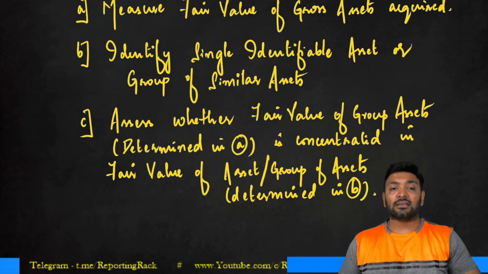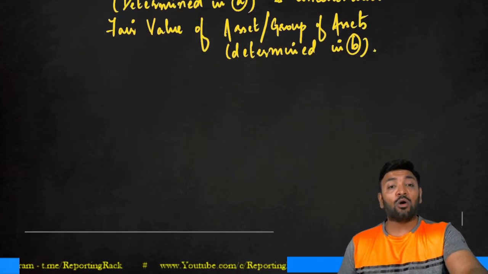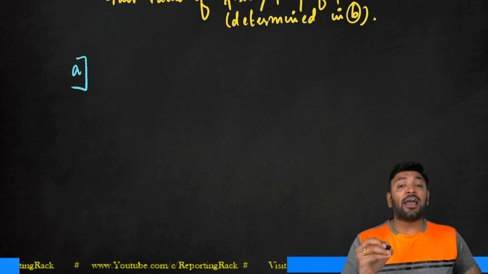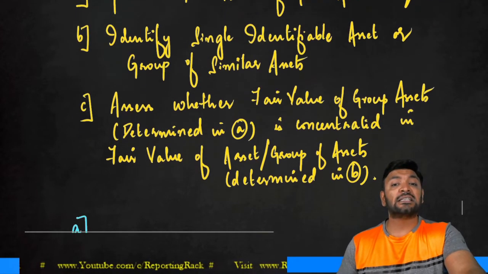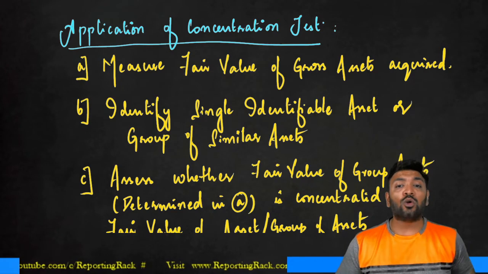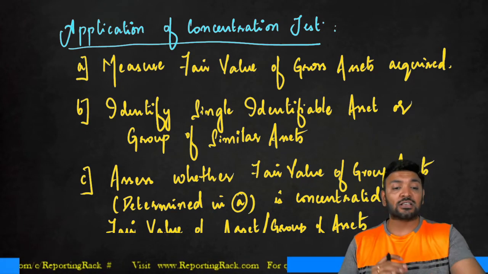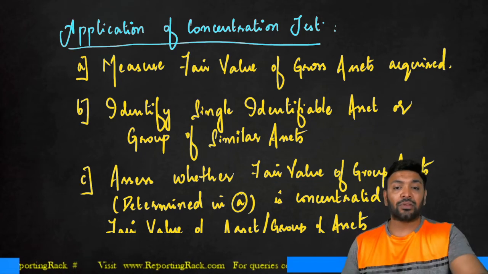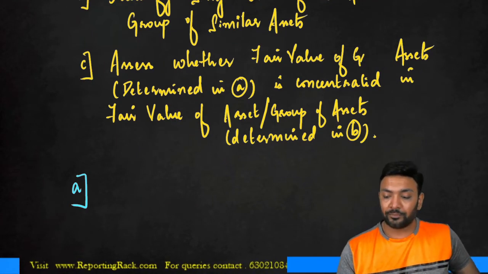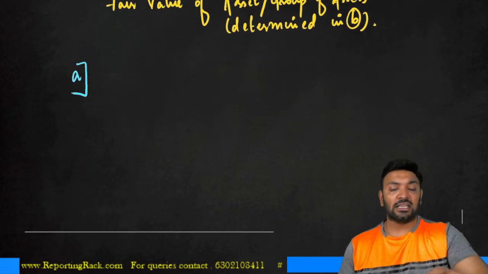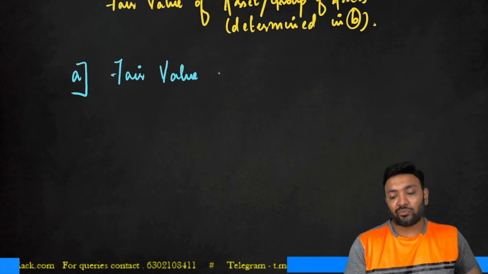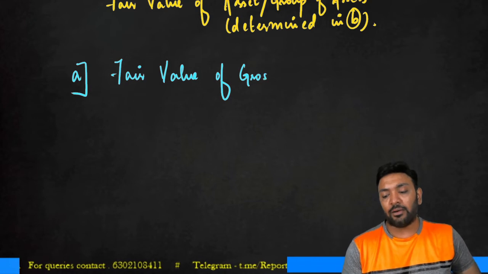Now, let us look at this. Remember, I said I will tell you how to assess part A. First, part A. What is part A? Fair value of gross assets or group assets acquired. How do I identify this value? Guys, it is gross assets. While I wrote part C, I wrote it as group assets. How do I measure the fair value of gross assets acquired?